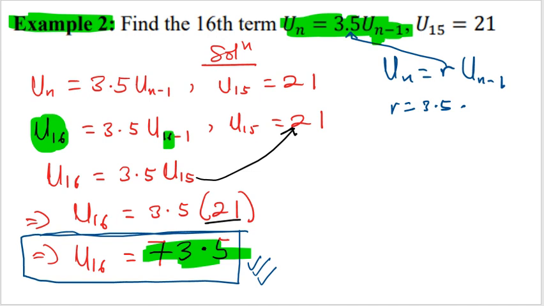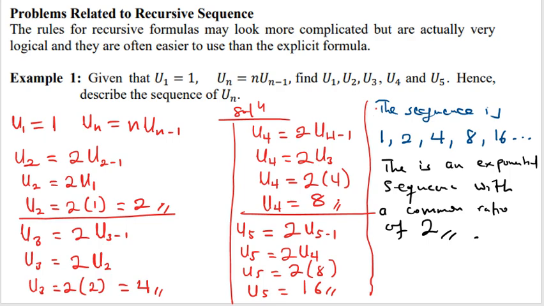Now let's take example 3. These are problems related to recursive sequences. Let us look at example 1 of this. Given that U1, our first term, is 1, then our nth term is given by the formula n Un minus 1. The question is asking us to find U1, U2, U3, U4, and U5.